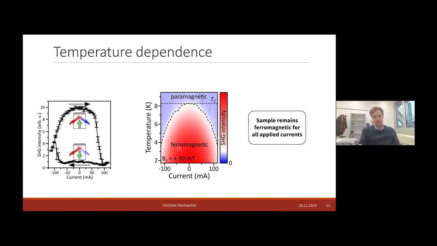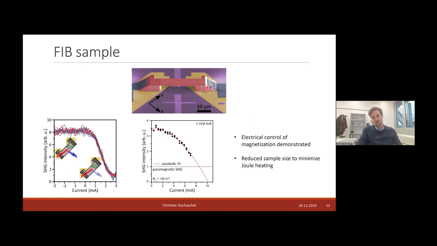So to overcome this and look a bit more carefully at the effect of temperature, we produced a mesoscopic, a miniaturized sample, basically, by focused ion beam milling. This red structure is the cerium aluminum silicide sample that is sitting on gold electrodes and is contacted through these metal patches. And also in this structure, we can electrically control the magnetic state by passing a current of, in this case, only 3 milliamps, because the structure is much smaller, the current density is much higher.